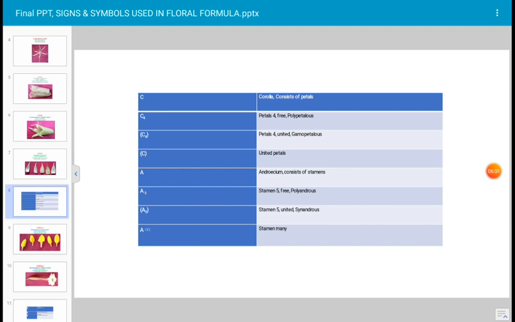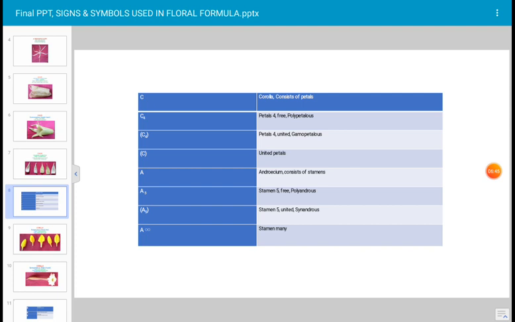Corolla C4 means there are 4 petals in the flower. If the petals are free, it is described as polypetalous. If the petals are united, it is described as gamopetalous, but in the symbol, capital C with the number of petals 4, you have to take it inside a bracket for united petals.